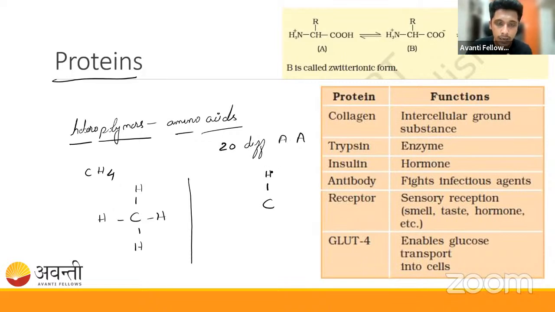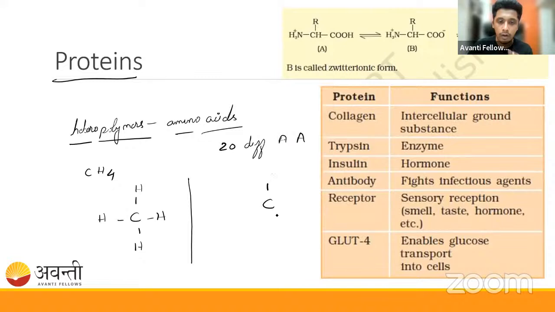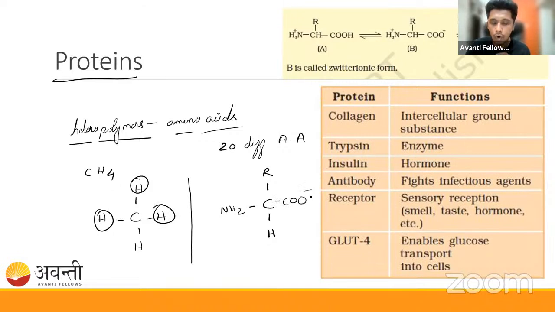Let me change this so that it will be easy for you. Let me keep the lower hydrogen as it is. I will knock out this hydrogen and replace it with R. Then I will knock out this hydrogen and replace it with NH2. Then I will knock out this hydrogen and add a carboxyl group, COO minus or COOH. So this is the general structure of an amino acid.